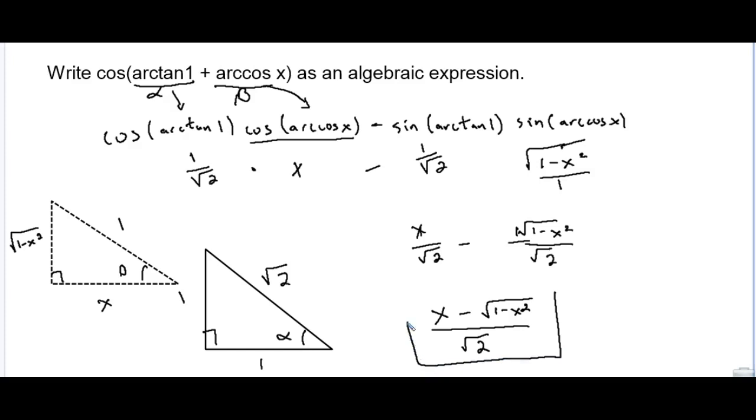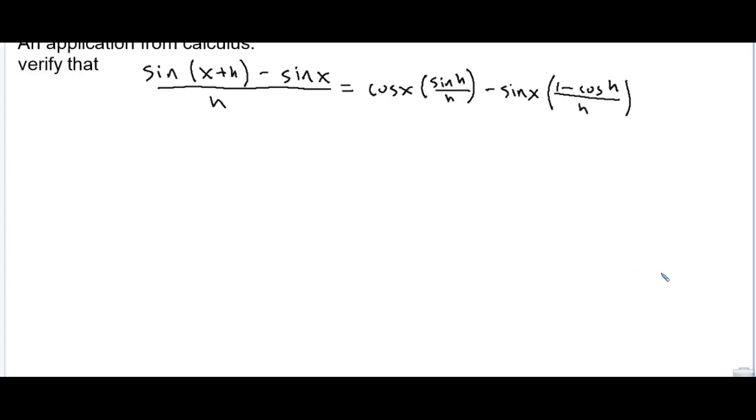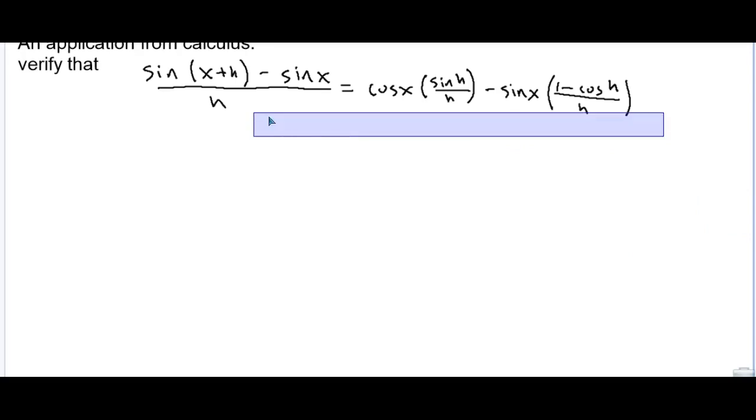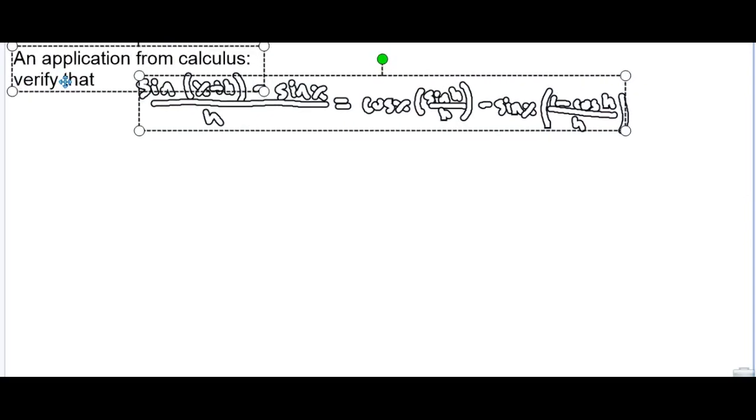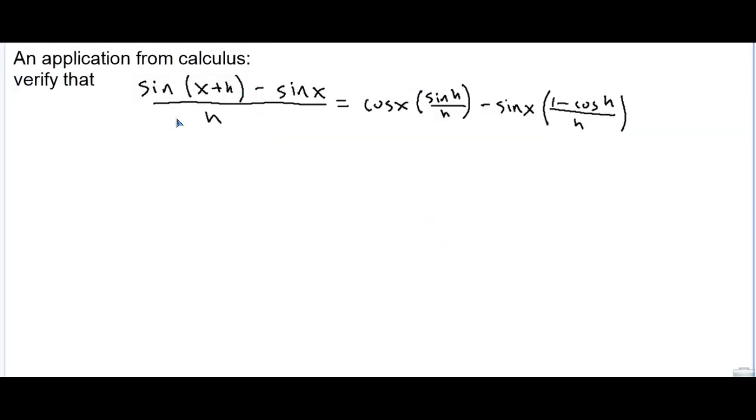And we could rationalize the denominator, but I'm just going to leave it like that because that was fairly complicated for you to probably follow along. Alright, and last one. And this is an application from calculus. Let me just move this down so you can see it real quick. There we go. So this is something that you'll see in calculus.